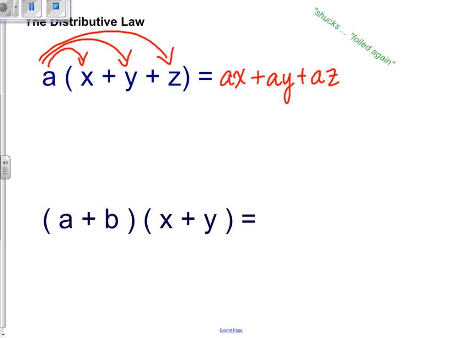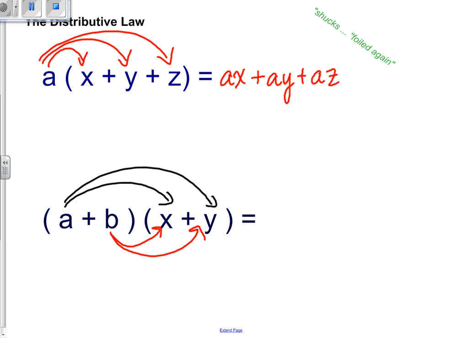(a + b)(x + y) are two binomials being multiplied. What we are going to do to multiply those is to make sure that a gets multiplied by both the x and the y, and that b gets multiplied by both the x and the y. That's the distributive law gone a little crazy, and we have a memory device to help us with that.